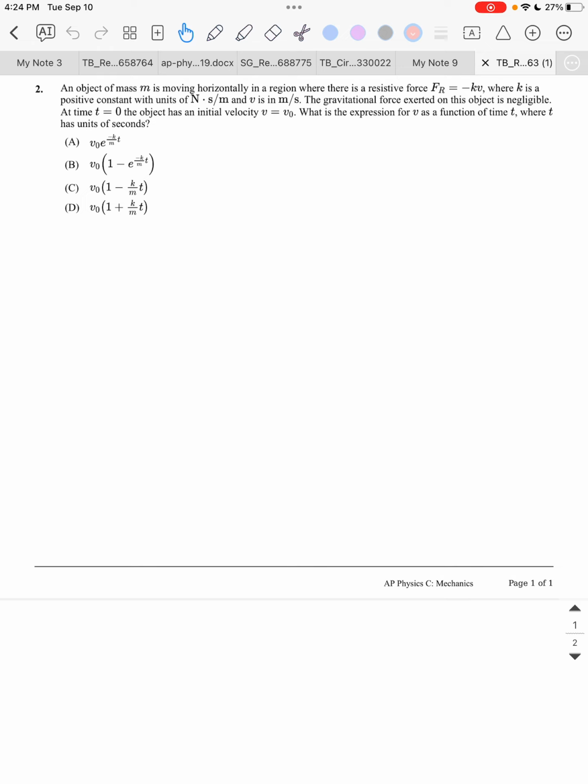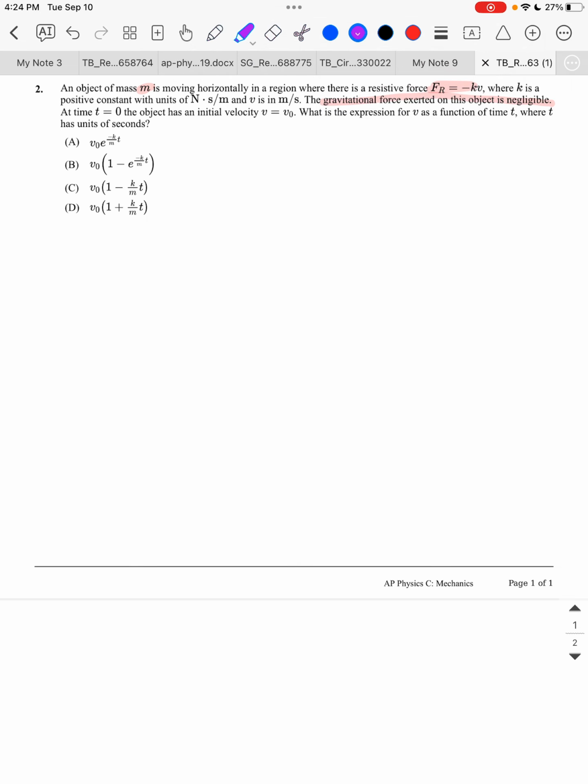So here we have an object of mass m that's moving where there is a resistive force negative kv. k is a constant, and v is velocity, and the gravitational force exerted on this object is negligible. So this is one thing that we practiced so often, the force of gravity and the resistive force opposing each other. This is the one scenario where they're telling us there's no gravitational force. I know students in class were trying to solve it with gravity and thought it was a very hard problem, but now we're going to solve it without, which makes it very easy.